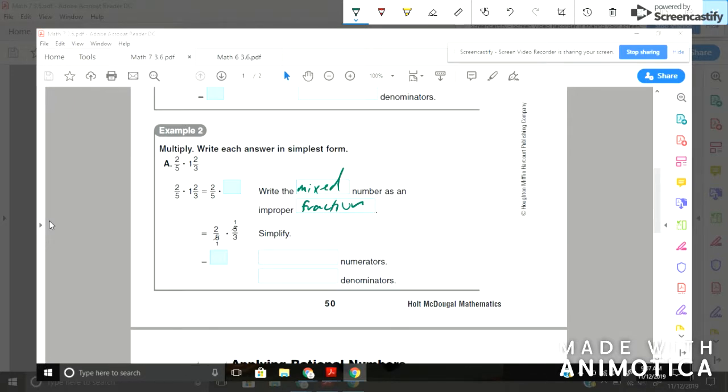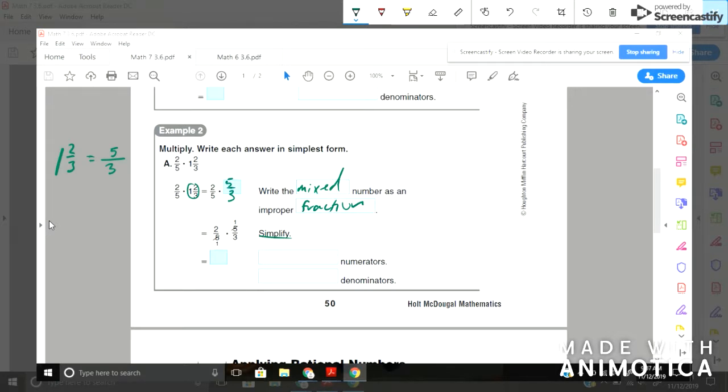Remember, to do that, for 1 2/3, we take 1 times 3, our whole number times our denominator. So 1 times 3 is 3, and then add your numerator. So 3 plus 2 would be 5, and we keep our denominator. So 1 2/3 as an improper fraction is 5/3. That's just rewriting this. Now I can look at my problem and simplify first if I can.